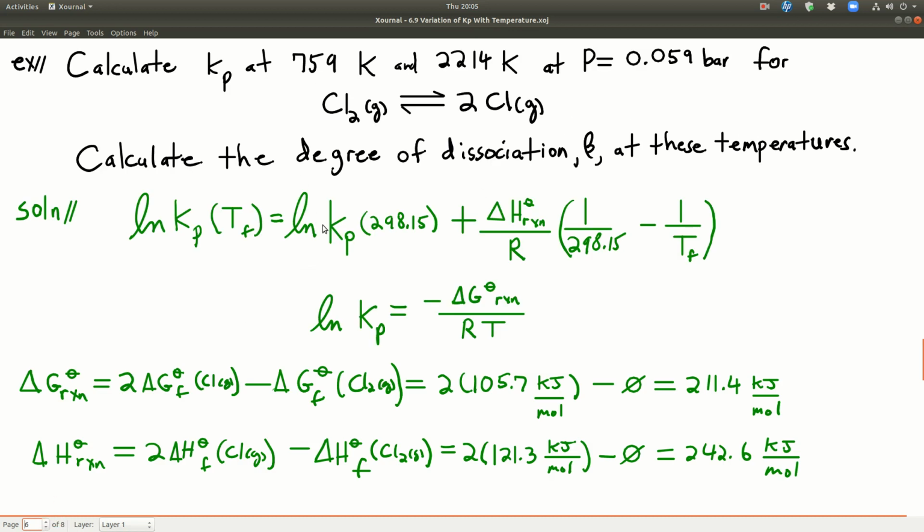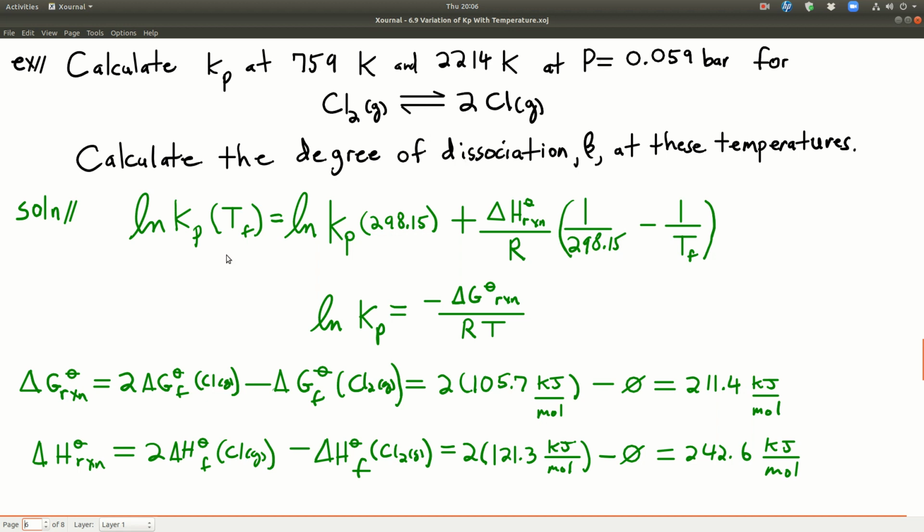So here's an example. We want to calculate Kp at 759 Kelvin and 2214 Kelvin with pressure equal to 0.059 bar, for this equation that we looked at in the last section, the dissociation of the chlorine molecule into atomic chlorine, and also calculate the degree of dissociation, beta. We saw these before, at these temperatures and this pressure.